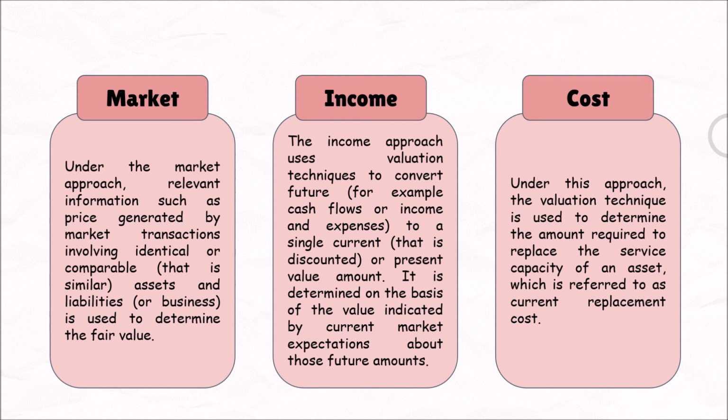And the next approach would be the income approach. The income approach uses valuation techniques to convert future, for example, cash flows or income and expenses to a single current, that is discounted or present value, amount. It is determined on the basis of the value indicated by the current market expectations about those future amounts. And the last one will be the cost approach. Under this approach, the valuation technique is used to determine the amount required to replace the service capacity of an asset, which is referred to as current replacement cost.